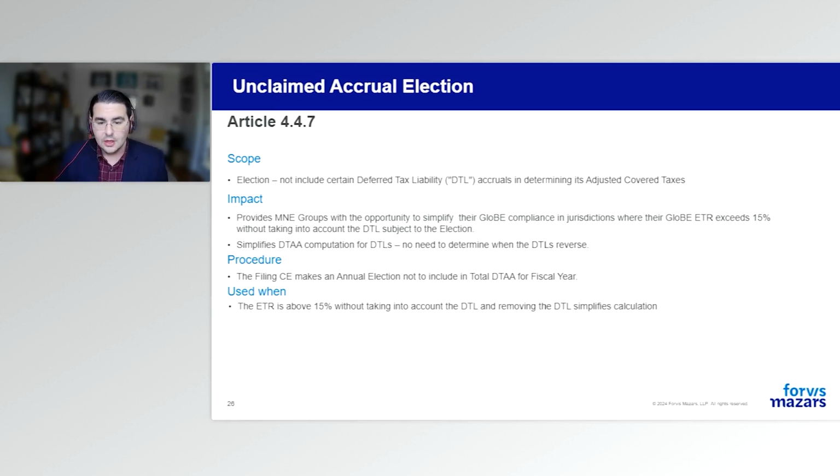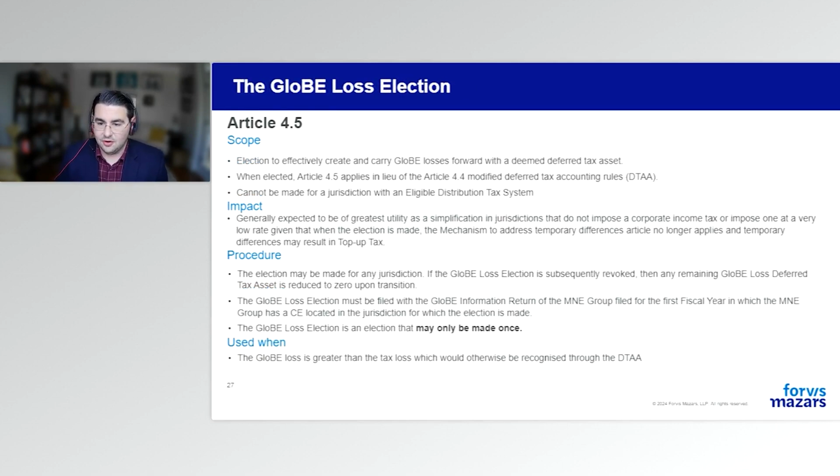So without further ado, to keep the time going, let's talk about what I've heard a lot of others talking about, Article 4.5's GloBE loss election. If you recall from earlier today, I mentioned the DTAA that you add to your additions and reductions to covered taxes. If you make a GloBE loss election, you forego the exercise of computing the DTAA for that jurisdiction, in lieu of a GloBE loss DTA that's created.